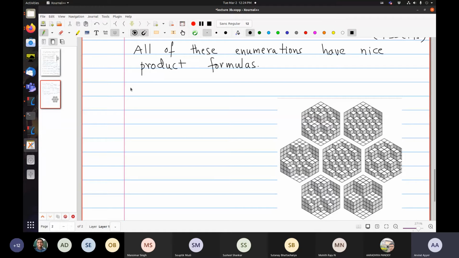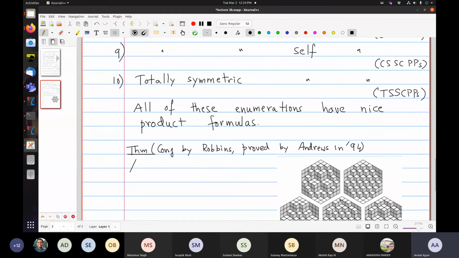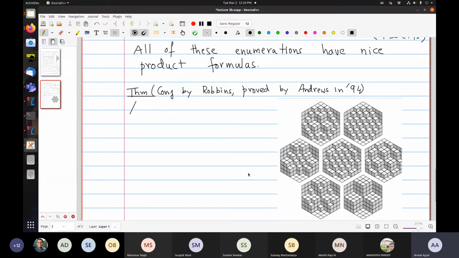So, theorem. Originally conjectured by Robbins and proved by George Andrews in 1994. TSS CPPs only exist for 2n by 2n by 2n rooms. So not only should A equal B equal C, they should be even. So the number of TSS CPPs in a 2n by 2n by 2n room is equal to, again, the same. This is the same as the number of ASMs of size n.